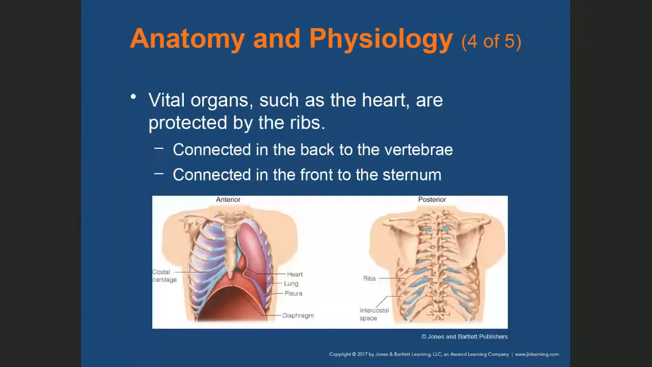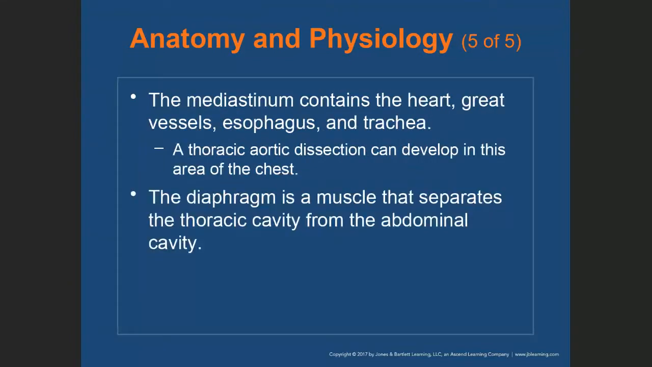Vital organs such as the heart are protected by the ribs, connected in the back to the vertebrae and connected in the front to the sternum. The mediastinum contains the heart, so that's the space between the lungs. The mediastinum contains the heart, great vessels, esophagus, and trachea. A thoracic aortic dissection can develop in this area of the chest.